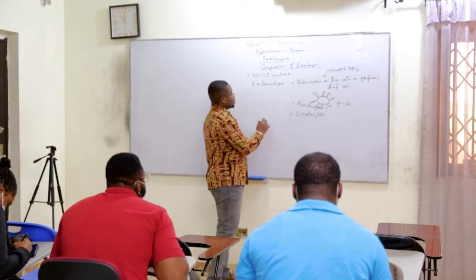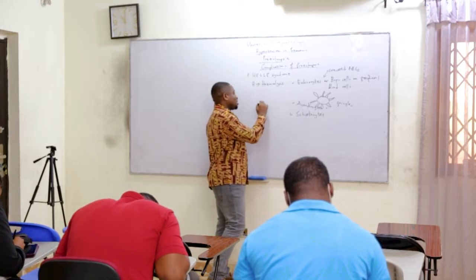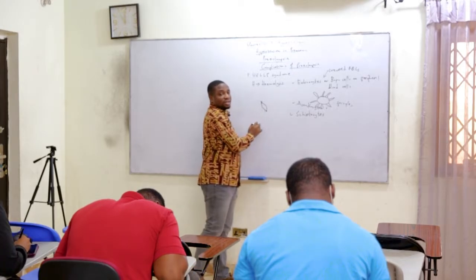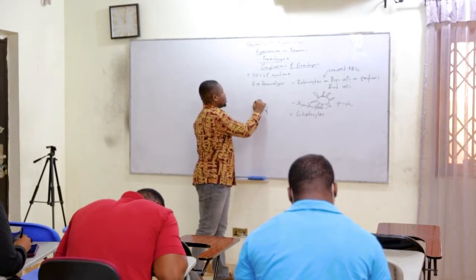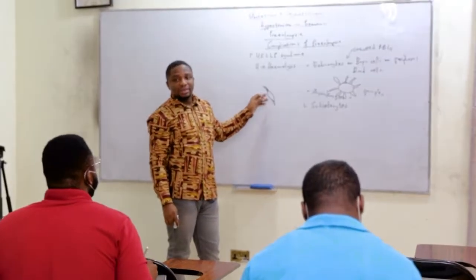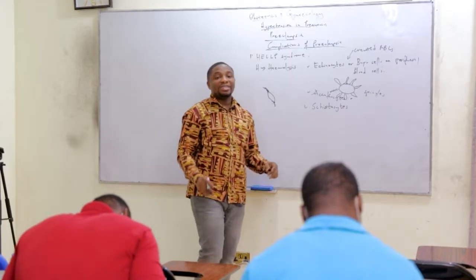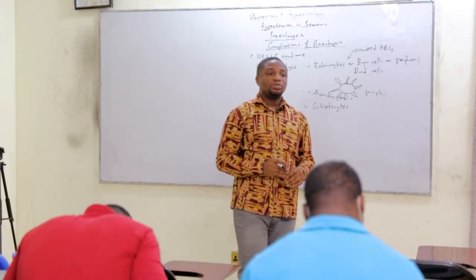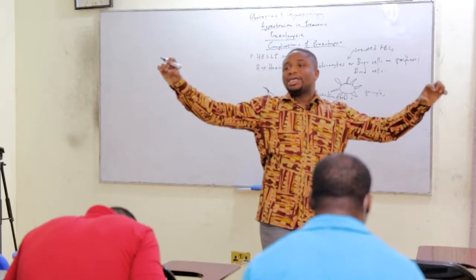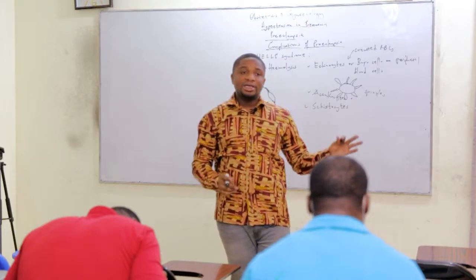Schistocytes. You see the red blood cell becoming distorted with a two-pointed edge. This is what we call schistocytes. The distorted shape of the red blood cell has two pointed edges. That's what we call schistocytes.